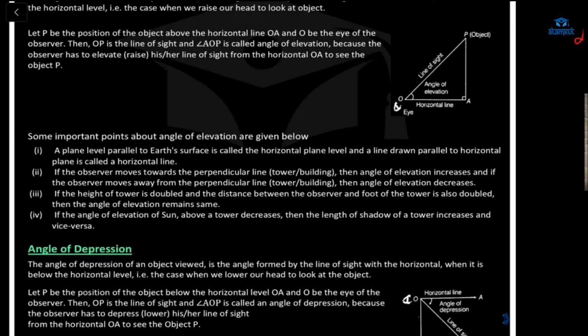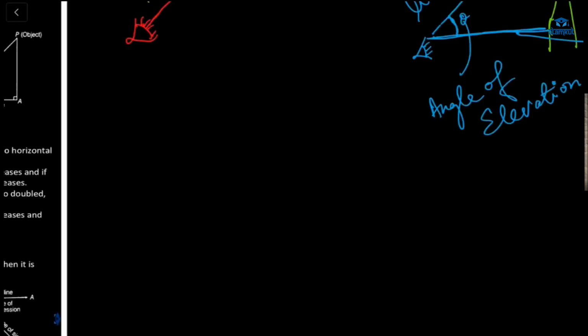Like the earth is there, and you are standing on the earth and watching something, so this is your parallel line. Whenever you are watching a tree or something, the line that is just parallel to the earth is called the horizontal line.